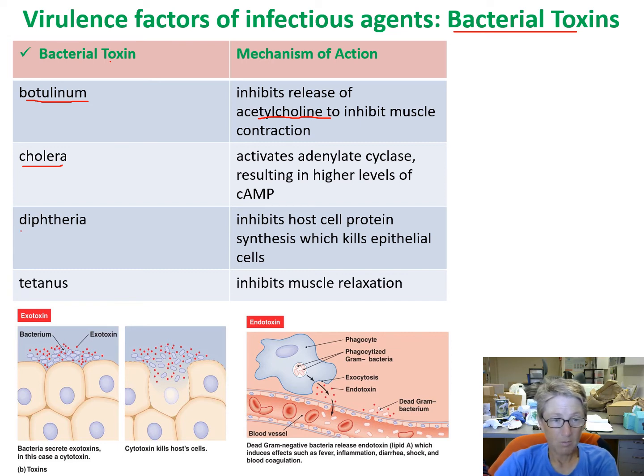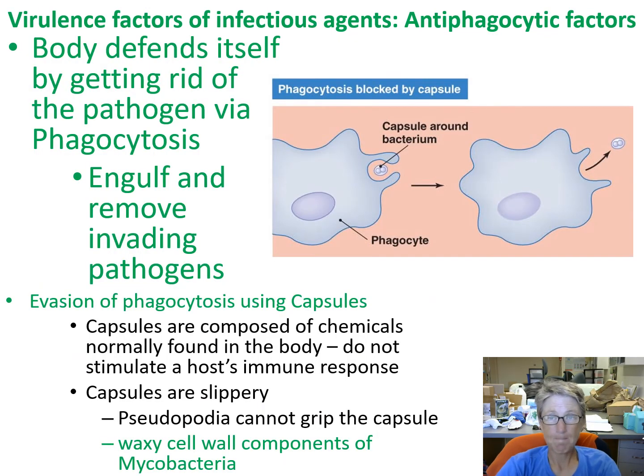Bacterial toxin of interest, diphtheria toxin. When that gets into the host cell, it inhibits protein synthesis. If you can't do protein synthesis, you can't survive as a cell, so the epithelial cells die. A bacterial toxin called tetanus toxin inhibits muscle relaxation, so you can't relax, that would mean you're rigid.